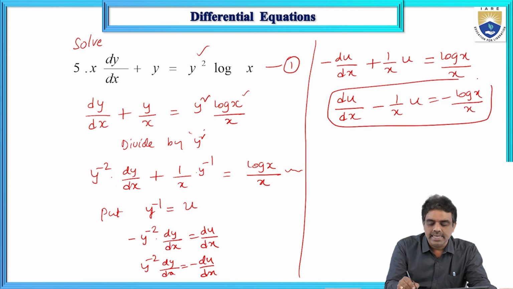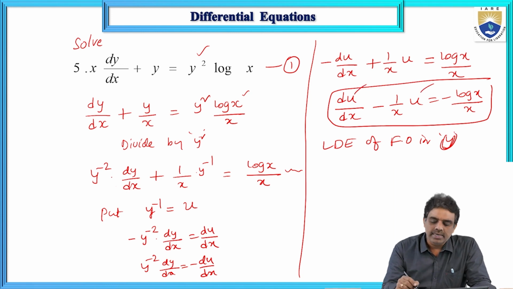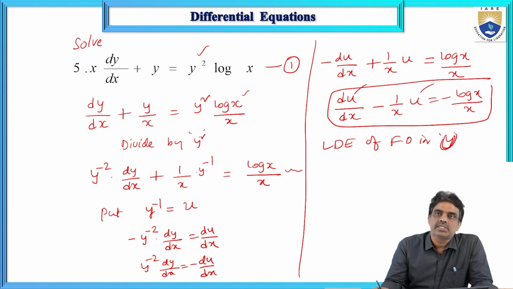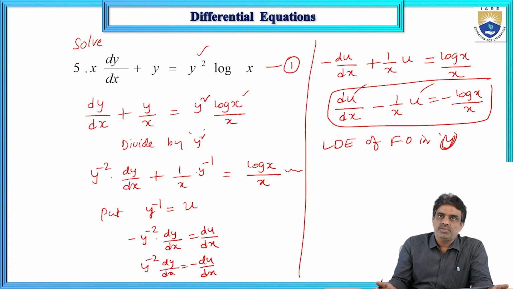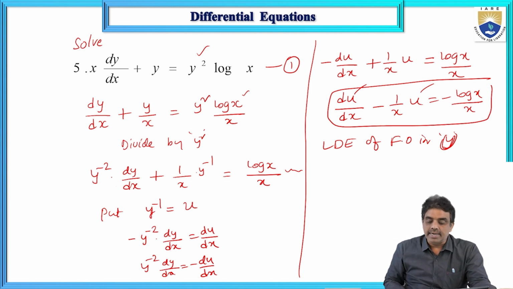And this is a linear differential equation of first order in u, because clearly the du by dx term and u are there. It is a linear differential equation of first order in u, and this can be solved very easily. Already we know the solution. How to proceed? I will write the equation in the next slide.